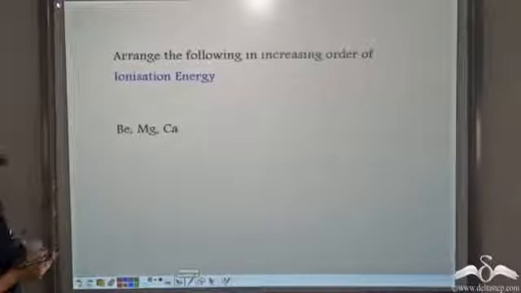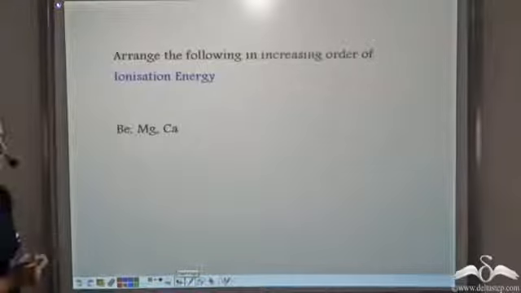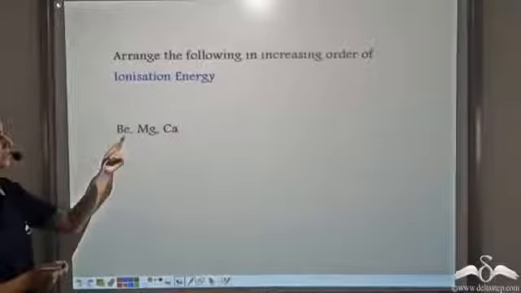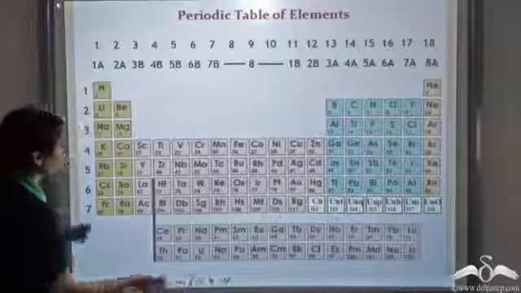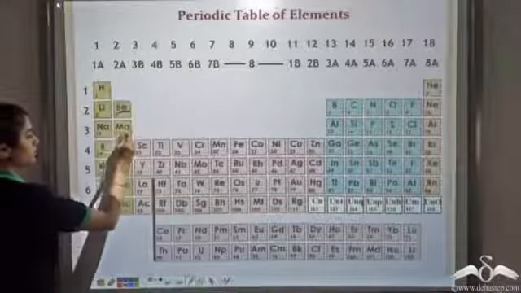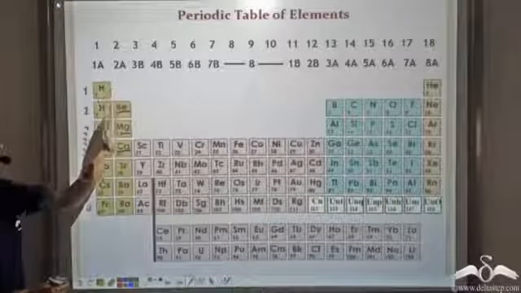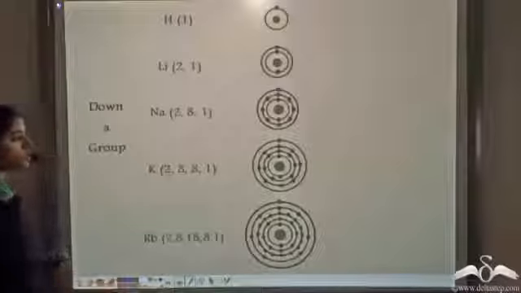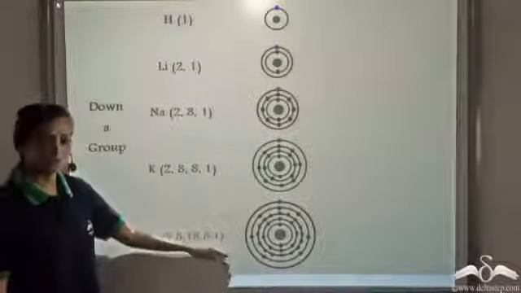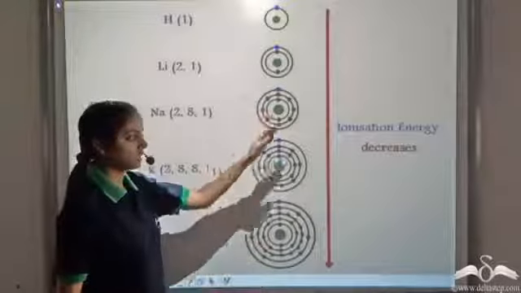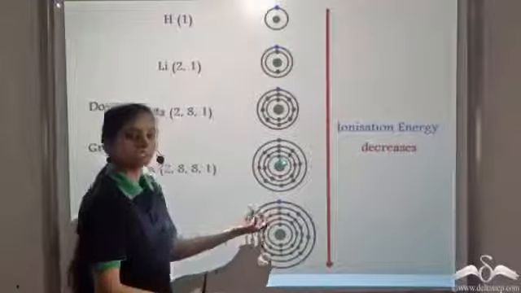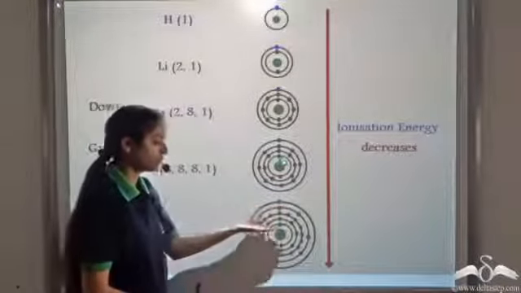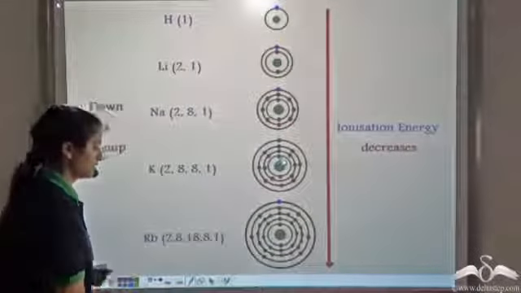So we have these three elements: beryllium, magnesium and calcium. We have to arrange them in the increasing order of ionization energy. Let's try to locate these three elements in the periodic table. So we have beryllium, magnesium and calcium. They lie in a group. So we just saw that when we move from top to bottom in a group, the ionization energy decreases. This is because the distance between the nucleus and the outermost shell increases. Lesser energy is required to remove this electron from the atom, and so the ionization energy decreases.